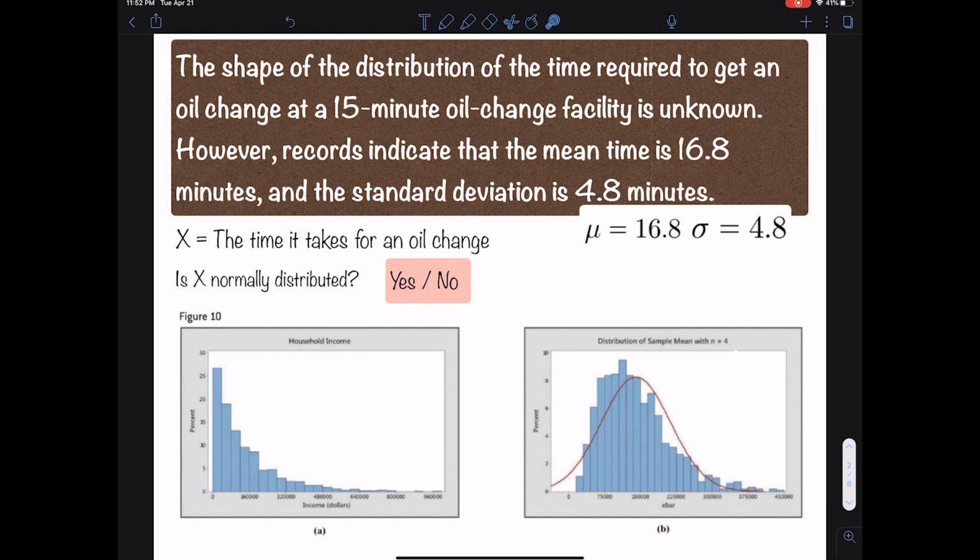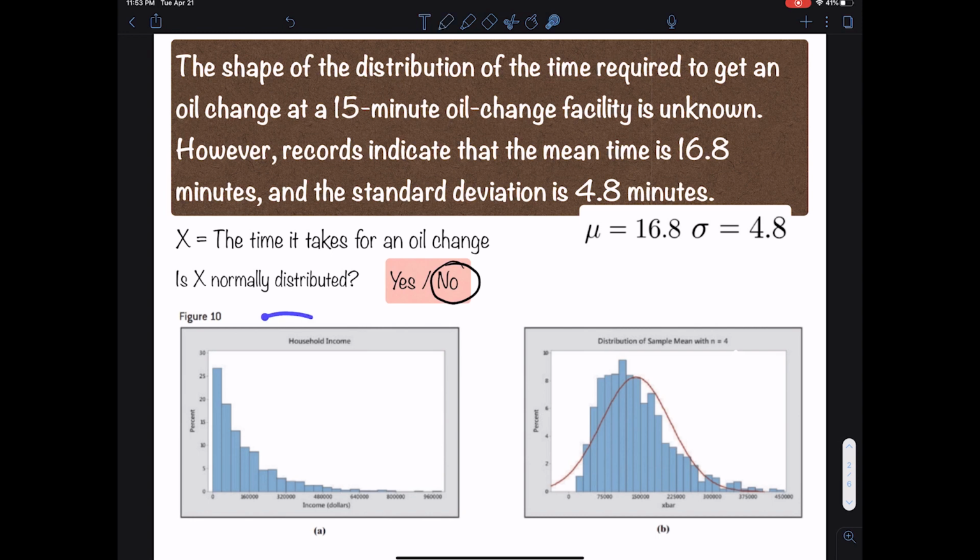But we need to make sure it satisfies the Central Limit Theorem in order to conclude that it's a normal distribution. So let's say we have a random variable x which equals the time it takes for an oil change. Big question, is x normally distributed? Well, does it say it? It says the shape of the distribution required to get an oil change at a 15-minute oil change facility is unknown. It's unknown. So is it normally distributed? We're going to say no. The time it takes to get an oil change is not normally distributed.